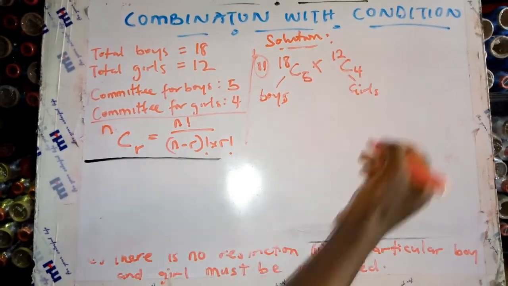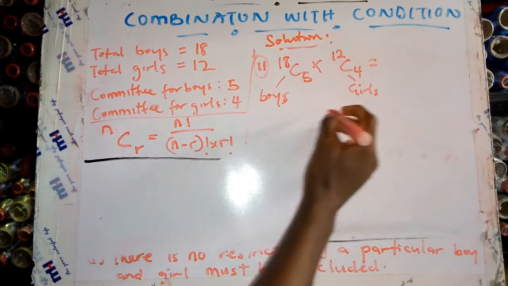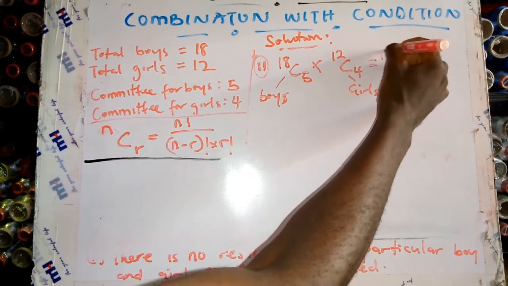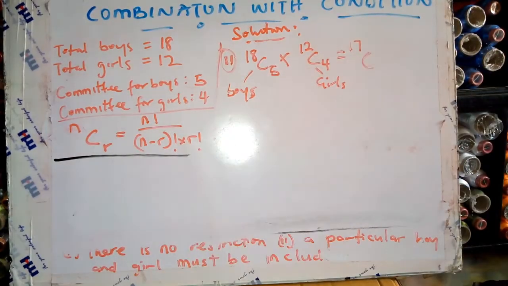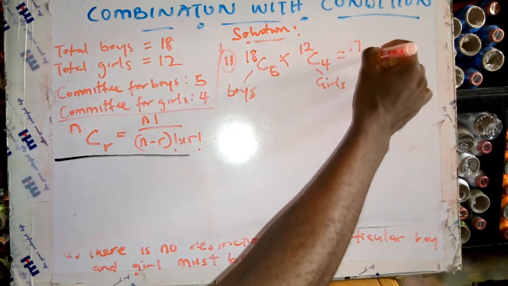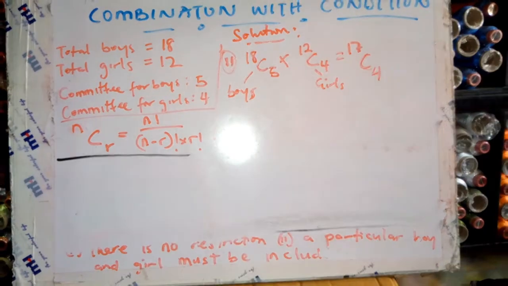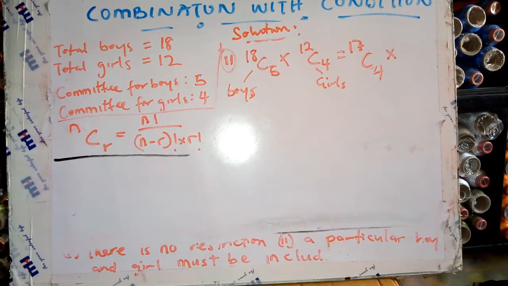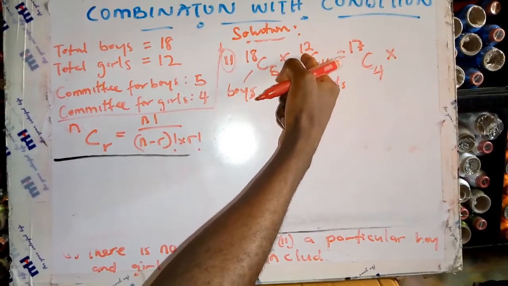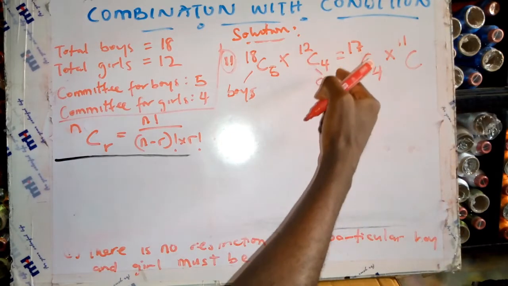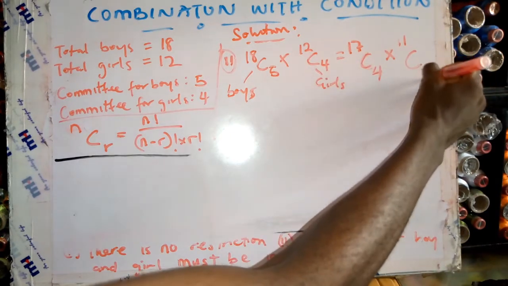That means we will now rewrite this as, instead of 18, since one particular boy must be there, it will now be 17 combination. Instead of 5, since one particular boy must be there, if you take out that boy, it will be left with 4. So that will be 17 combination 4 for the boys. Now for the girls, he said one particular girl must also be there. So instead of the 12, that will be minus 1, we'll be left with 11 combination, instead of 4, since one particular girl must be there, we'll be left with 3.